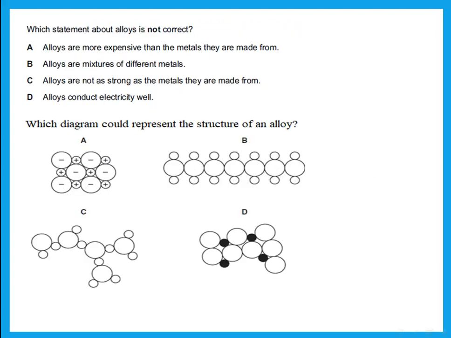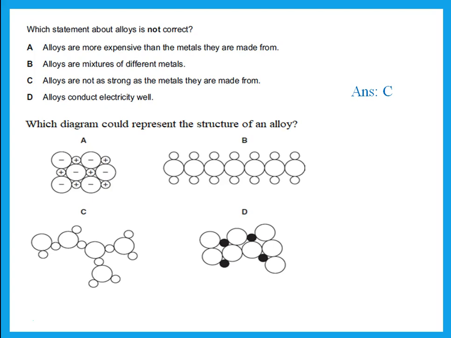Okay, which statements about alloys is not correct? So he's saying alloys are more expensive than the metals they are made of. Well, actually they could probably be less expensive. Alloys are mixtures of different metals. Yes. Alloys are not as strong as the metals. This is the one that is not correct, because we said alloys are actually stronger and harder than the metals they're made from.